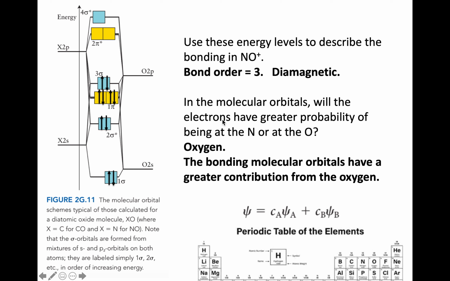This idea of will the electrons have greater probability of being on the nitrogen or the oxygen? Recall that the oxygen atomic orbitals are shown here on the right-hand side. So I'm going to look to see where the electrons are found in the molecular orbitals, and I'll see that they overlap more closely in energy with the oxygen. So that's what it means to say they have greater probability of being at the oxygen atom. It's not always the case. If I had even more electrons, then I began to fill up these antibonding orbitals. In those cases, those would resemble more the atomic orbitals on the left side.